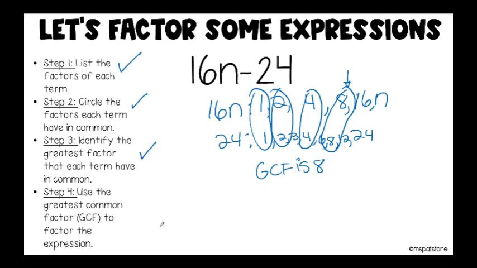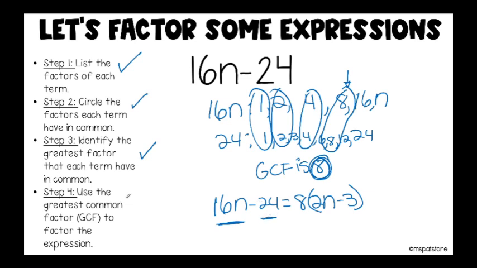Step 4, it says that I need to use the greatest common factor to factor my expression. So I'm going to rewrite it here, 16n negative 24. I'm going to be using 8 as the distributive property, and I'm going to put a parenthesis. Now you need to think about what number multiplied by 8 will give me 16n. Yes, 8 times 2n will give me 16n. Now I need to think about 8 times what is negative 24. Yes, 8 times negative 3 is equal to negative 24. So now I'm done with step number 4. This is my final answer.